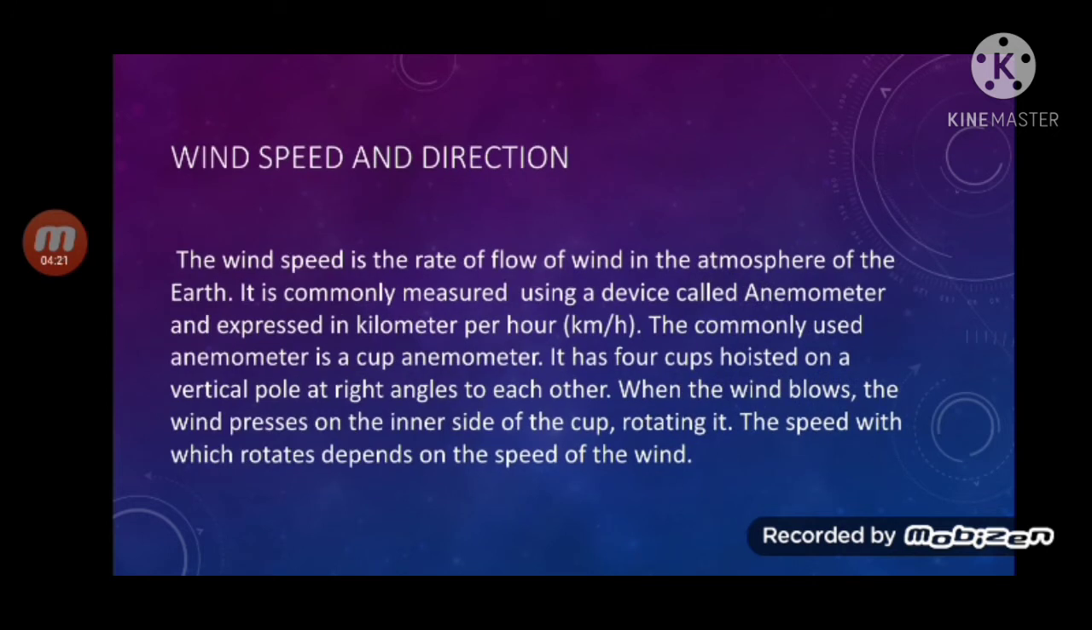Wind speed and direction. The wind speed is the rate of flow of wind in the atmosphere of the earth. It is commonly measured using a device called anemometer and expressed in km per hour. The commonly used anemometer is a cup anemometer. It has 4 cups hoisted on a vertical pole at right angles to each other. When the wind blows, the wind presses on the inner side of the cup, rotating it. The speed with which it rotates depends on the speed of the wind.